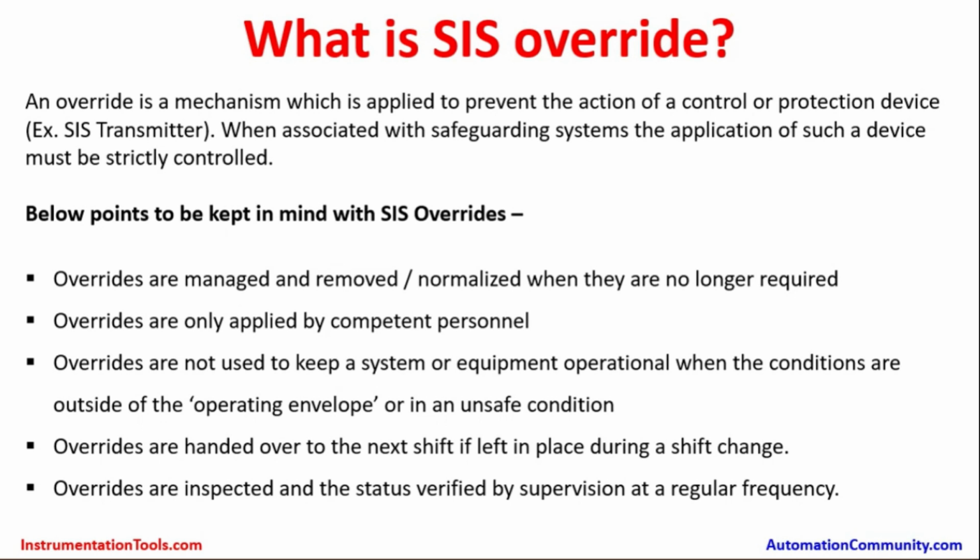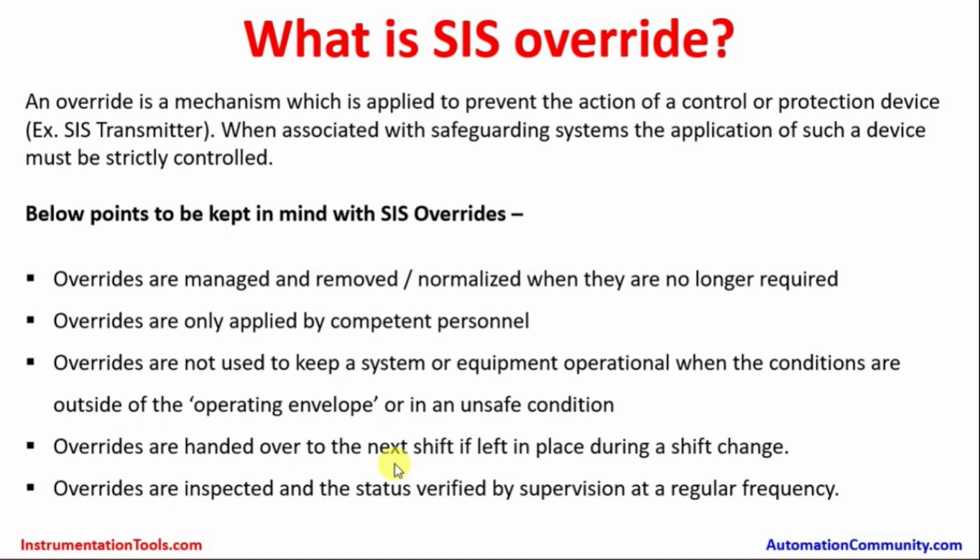Overrides are handed over to the next shift if left in place during a shift change, because in the process industries, refineries, petrochemicals and other chemical industries, in the bigger plants, there are people working in shifts. It may be an 8-hour shift or 12-hour shift, depending on the area, the nature of the process and the geographical location as well. So an override may be applied in a day shift.